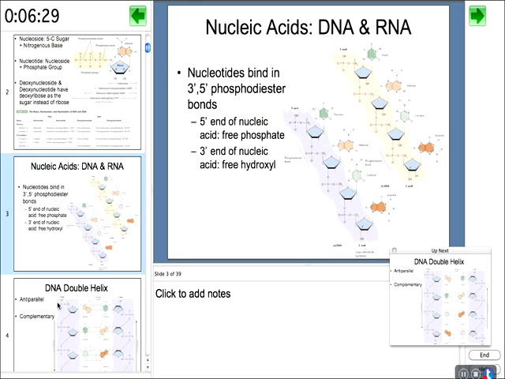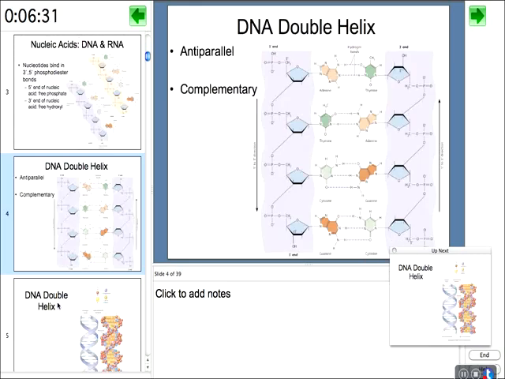So when two strands of DNA come together, two strands of nucleic acid come together to form the double helix, those strands come together in a formation we call antiparallel. Antiparallel means the 5' end of one strand is next to the 3' end of the other strand. So they run in opposite orientations. They are antiparallel.